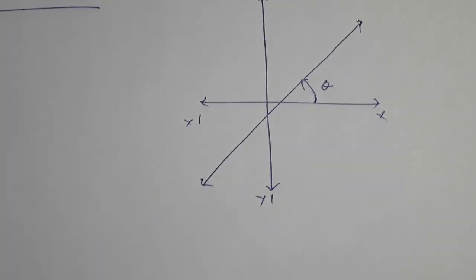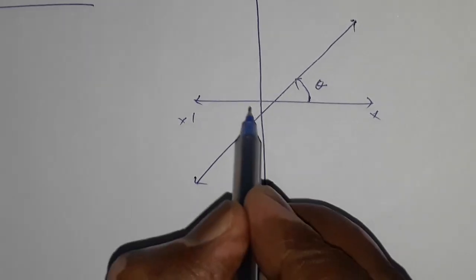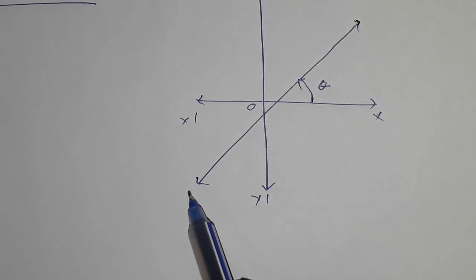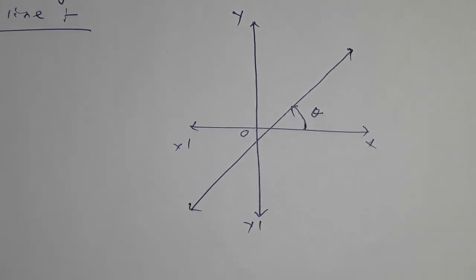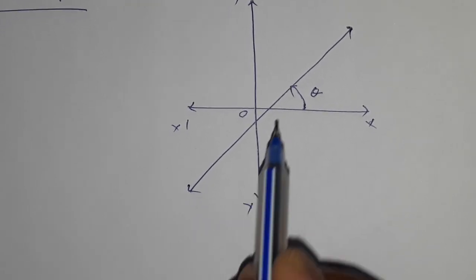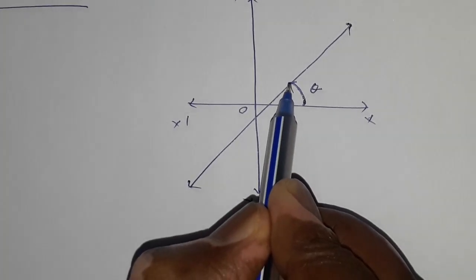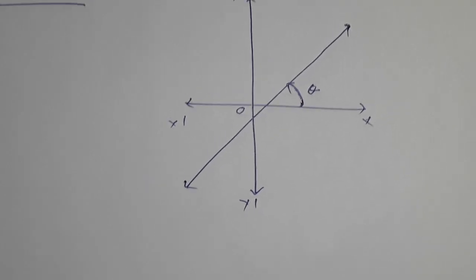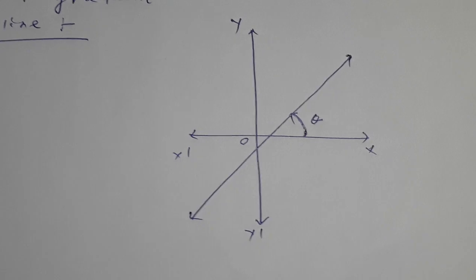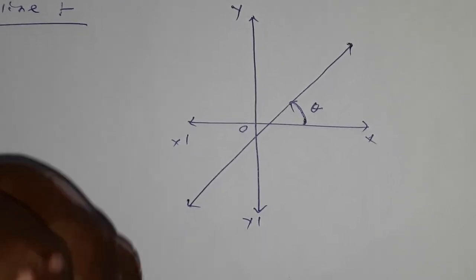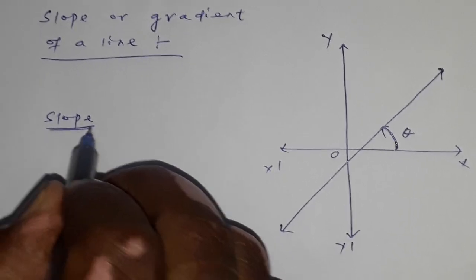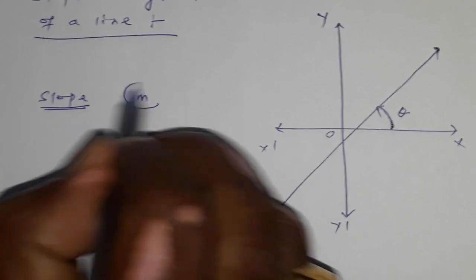Anti-clockwise sense, this angle is theta. The trigonometrical tangent of the angle that a line makes with positive direction of x-axis in anti-clockwise sense is called slope or gradient of the line. The slope of a line is generally denoted by m.